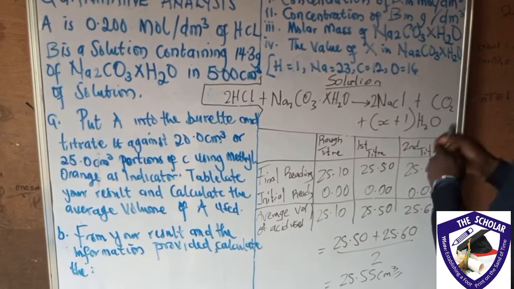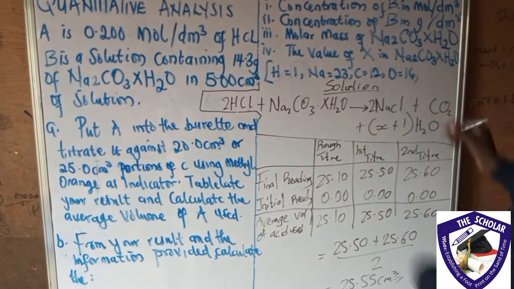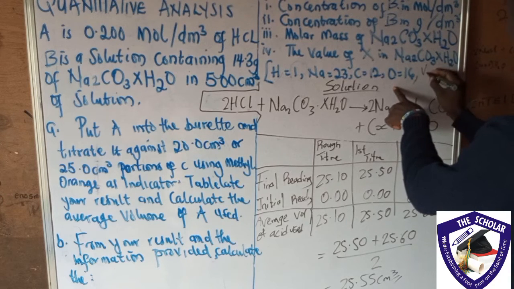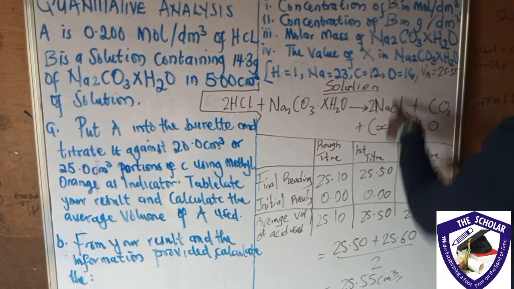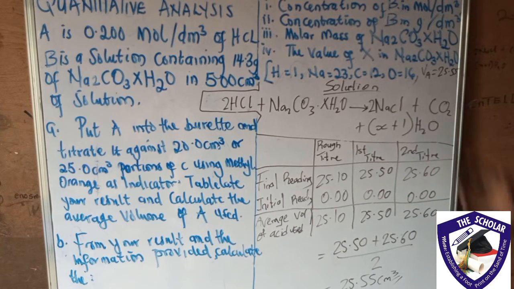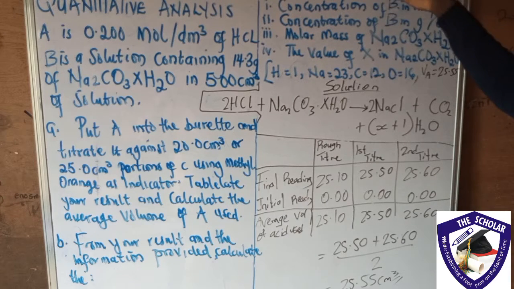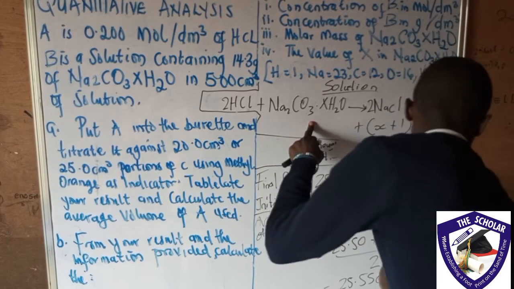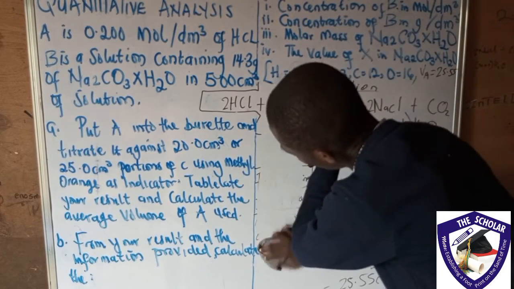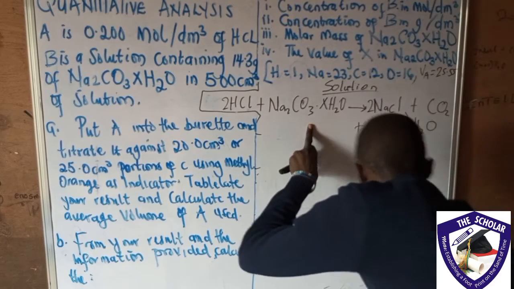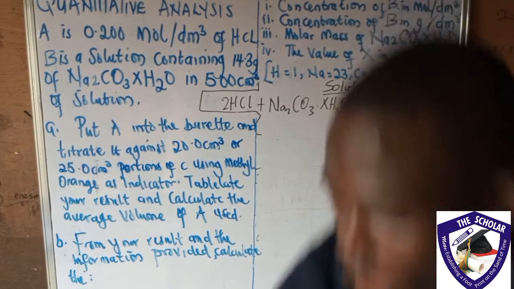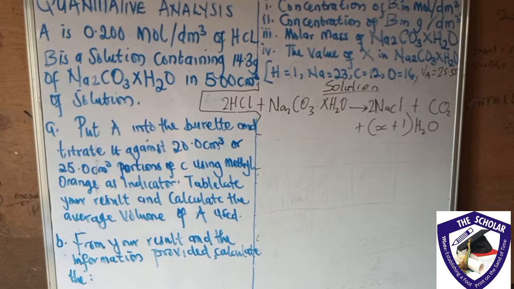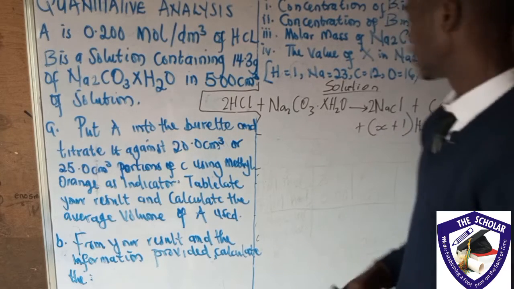Let me put that here because I'm going to rub the board very soon. Our volume of acid used is equal to what? 25.55 centimeter cube. So with this, we can go on to start our calculation. I'm going to leave this equation on the board because we are still going to be using it.